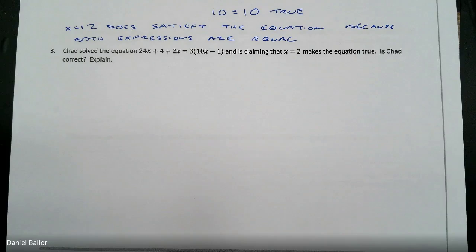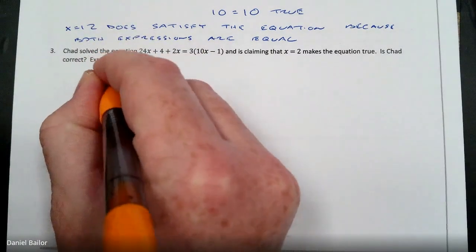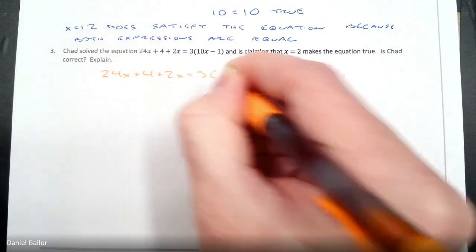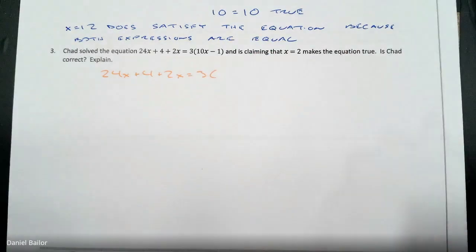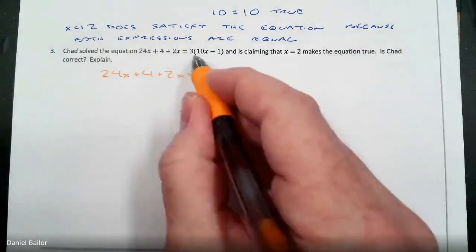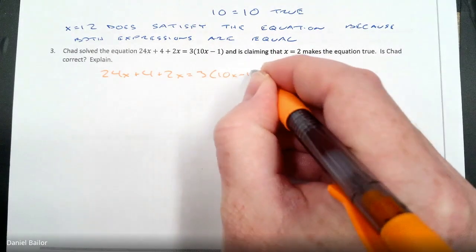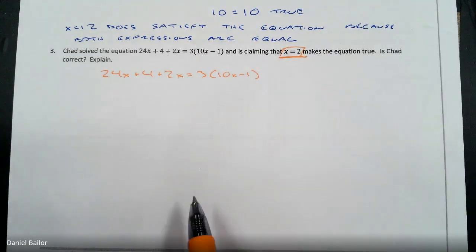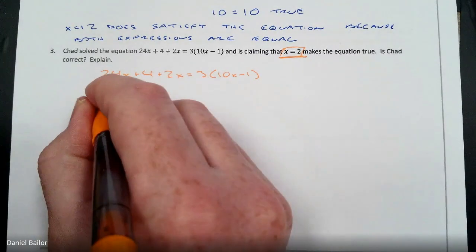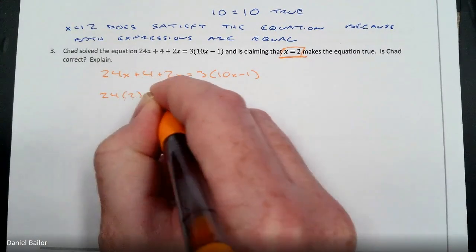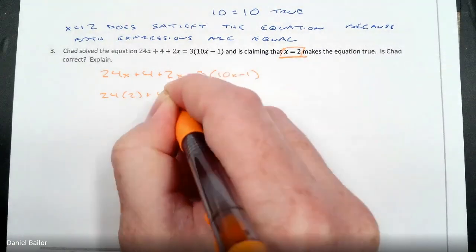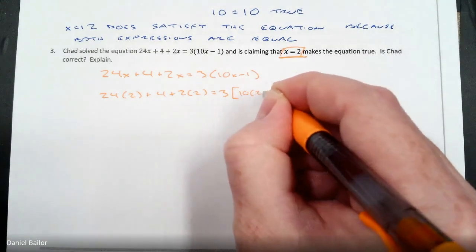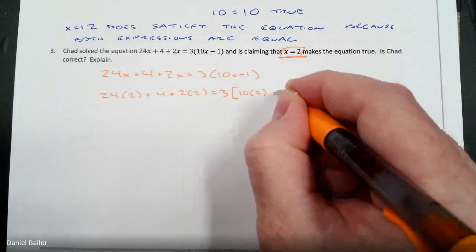Let's check Chad's work. So this is the equation he had, 24x plus 4 plus 2x equals 3 times the quantity. That's what we say when we multiply by parentheses. We say 3 times the quantity, 10x minus 1. That's just a math vocabulary word. And x equals 2. So every time I see an x, I'm going to put in a 2. So we get 24 times 2 plus 4 plus 2 times 2 equals 3 times the quantity, 10 times 2 minus 1.